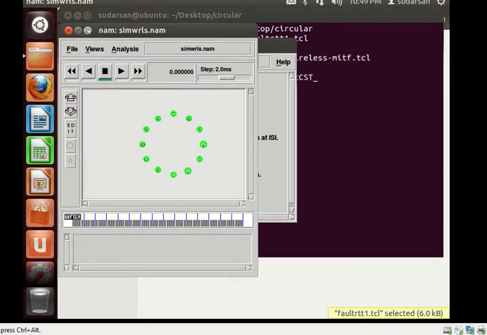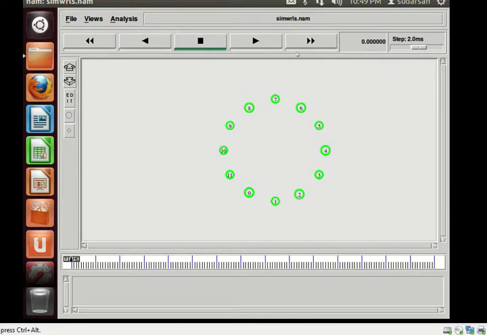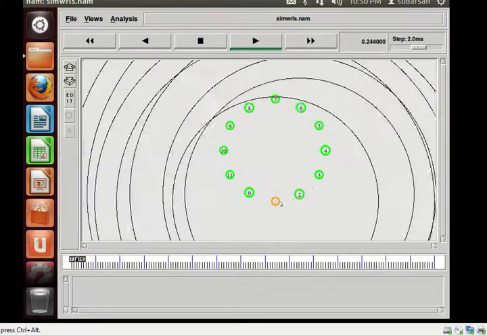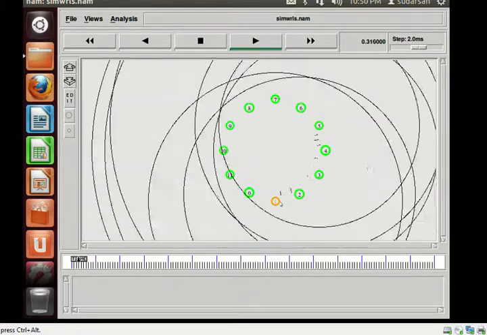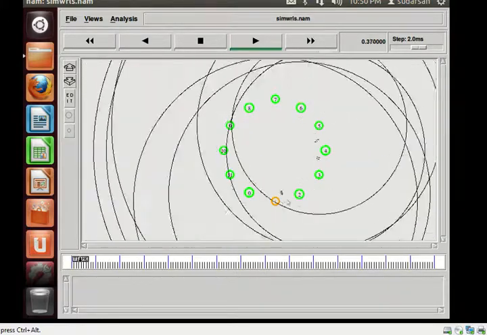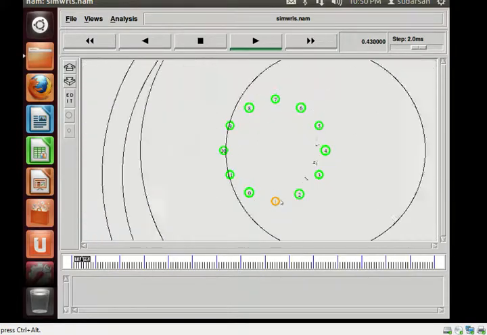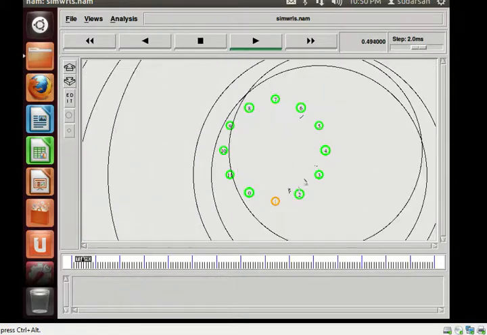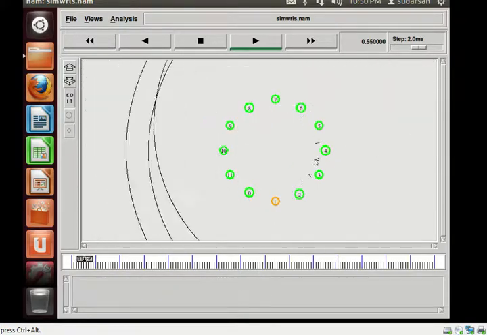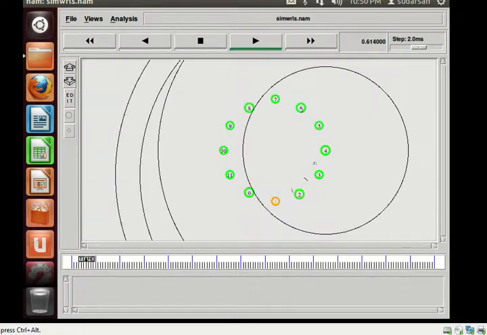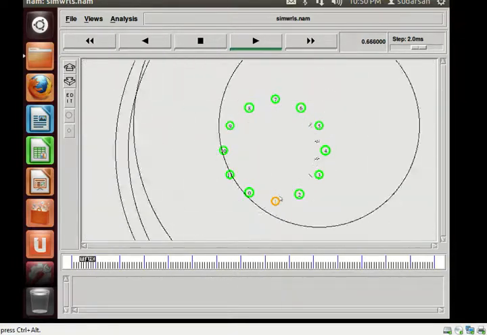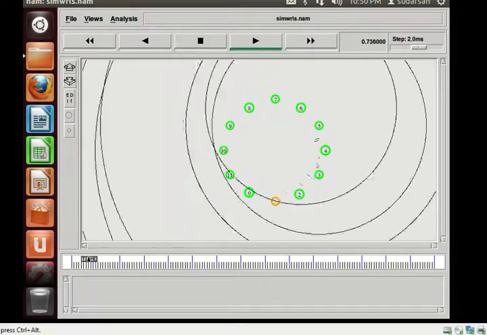The output is displayed with the help of NAM, the network animator. And when we play the output, we identify 1 as the source node and 6 as the destination node. The circles are the RTS and CTS packets. The packets are transmitted from the source node, that is from 1, to the destination node 6. It is transmitting in the shortest path.